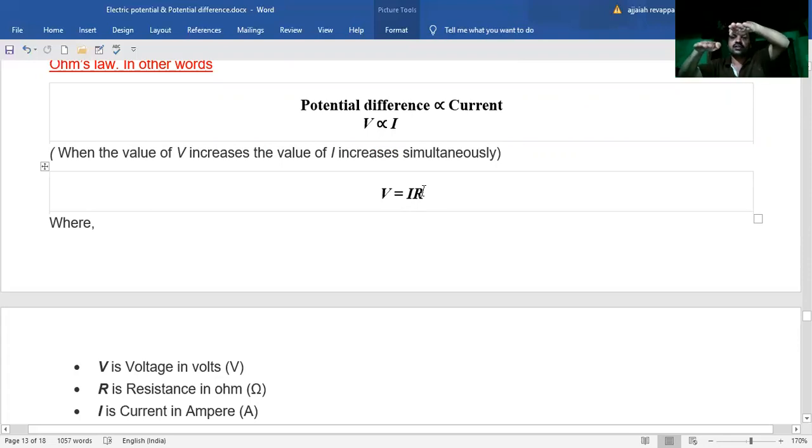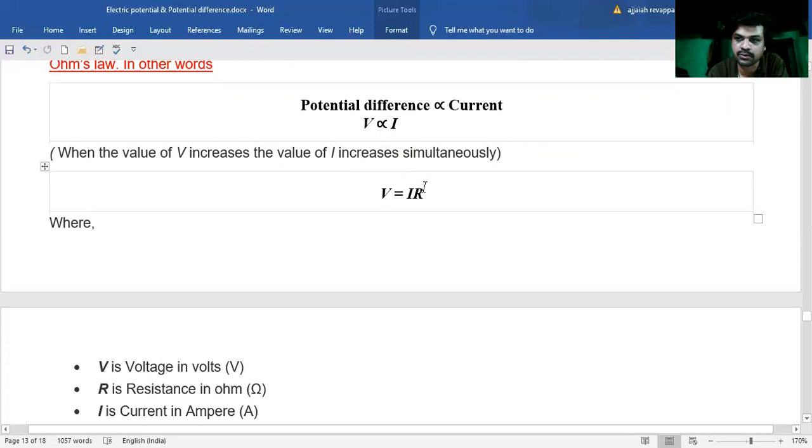So these are the two quantities. If you add a little bit of some quantity here, both become equal. So V is equal to I into R. This is the expression for Ohm's law. V is equal to I into R.